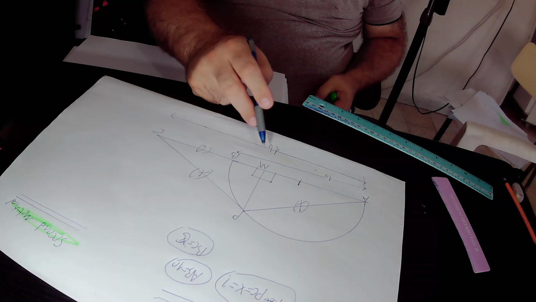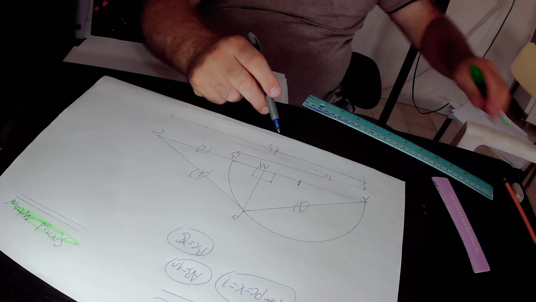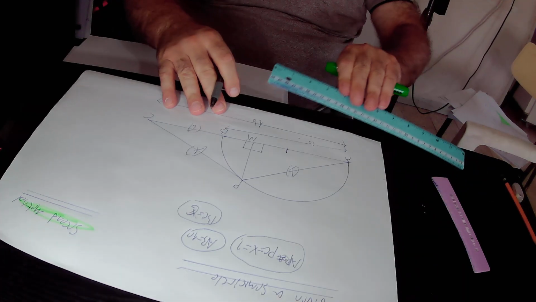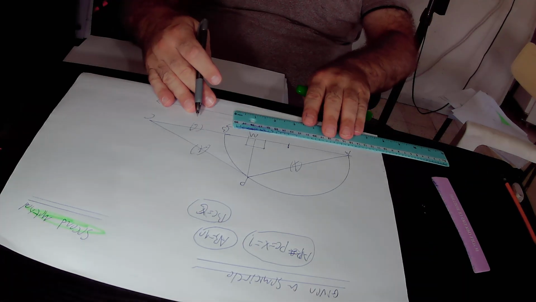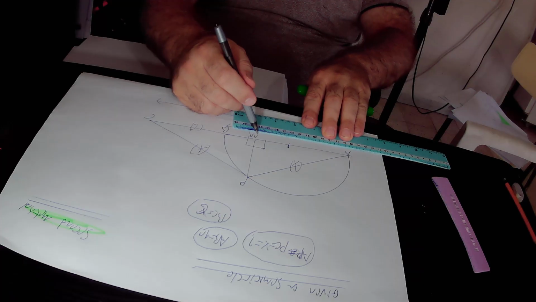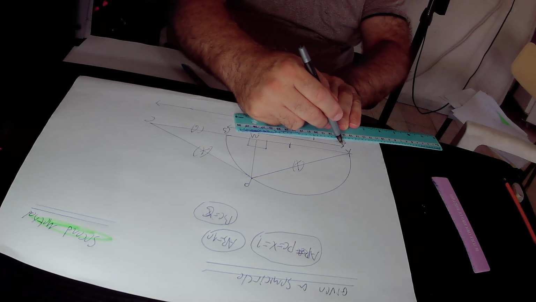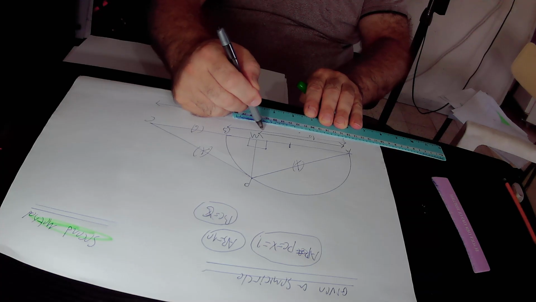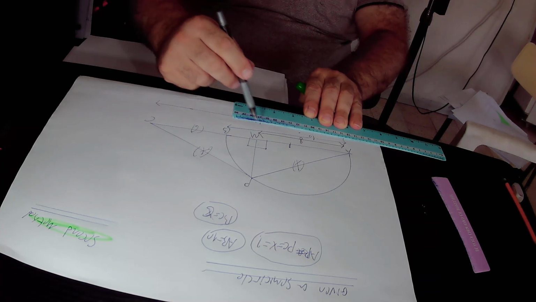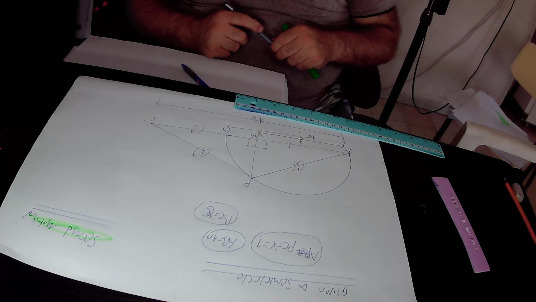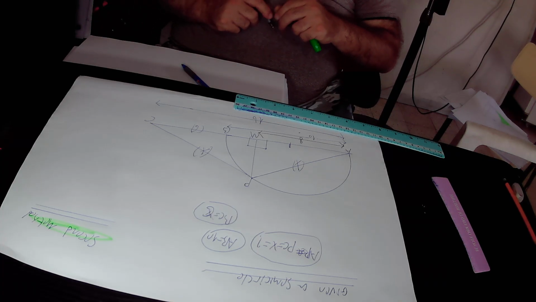The first half is AM, and it is equal to 8 units in length. And the second half is MC, that is also equal to 8 units in length, according to the rule that I mentioned.